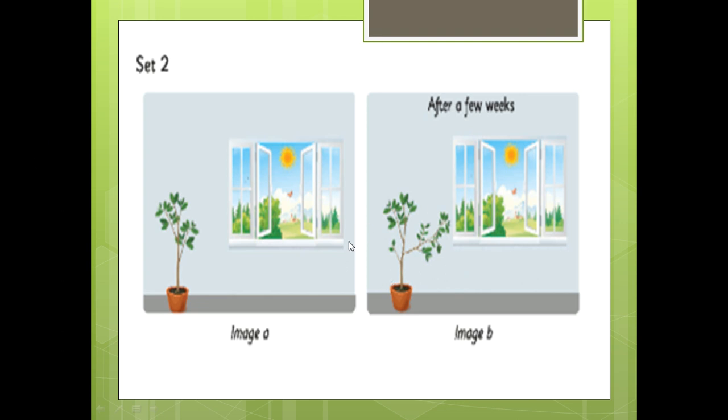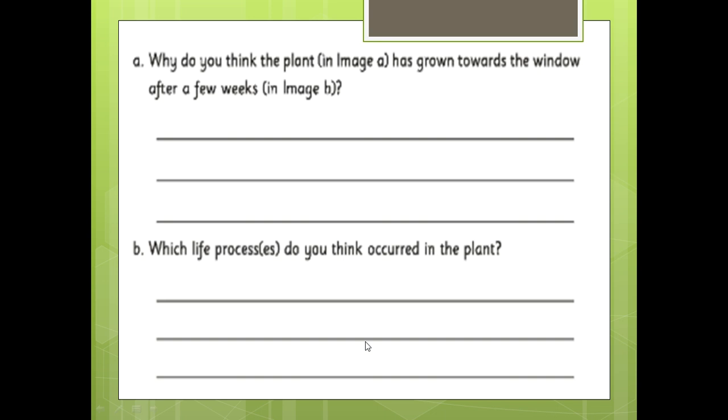Now we can go for another activity, another page. Right, here are two images given, image A and image B. In image A, you can see a plant near the window. In image B, you can see the same plant growing towards the window. Let me see what happens. Why do you think the plant in image A has grown towards the window after a few weeks? Why is it growing, children?